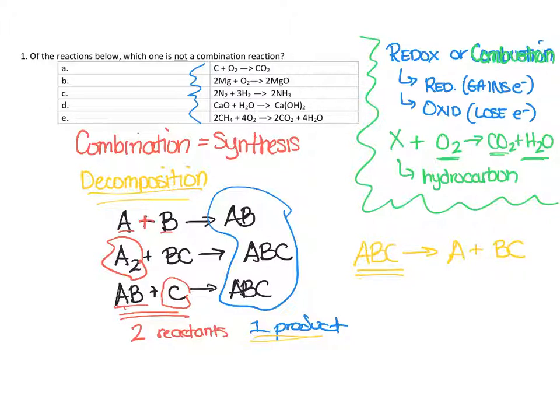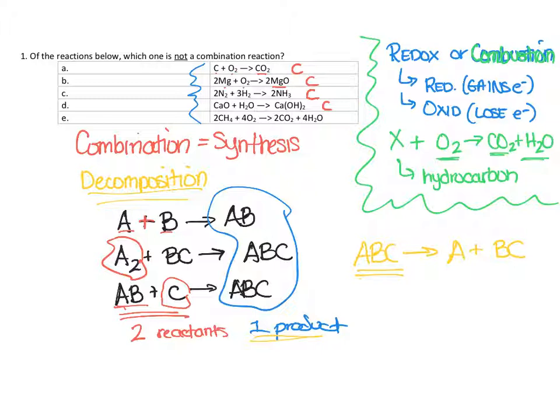Okay? All right, so let's go back up to the top here, and let's label these 5 reactions. So in A, carbon plus oxygen makes carbon dioxide. Can you see what pattern that one has? Right, that's a combination. How about in letter B, magnesium plus oxygen makes magnesium oxide, one product being formed from 2 reactants, combination. How about C? Nitrogen plus hydrogen makes NH3, which is called ammonia, one product being formed, that's combination. Letter D, CaO, which is calcium oxide, plus water, makes calcium hydroxide. Again, multiple reactants making one product, combination.